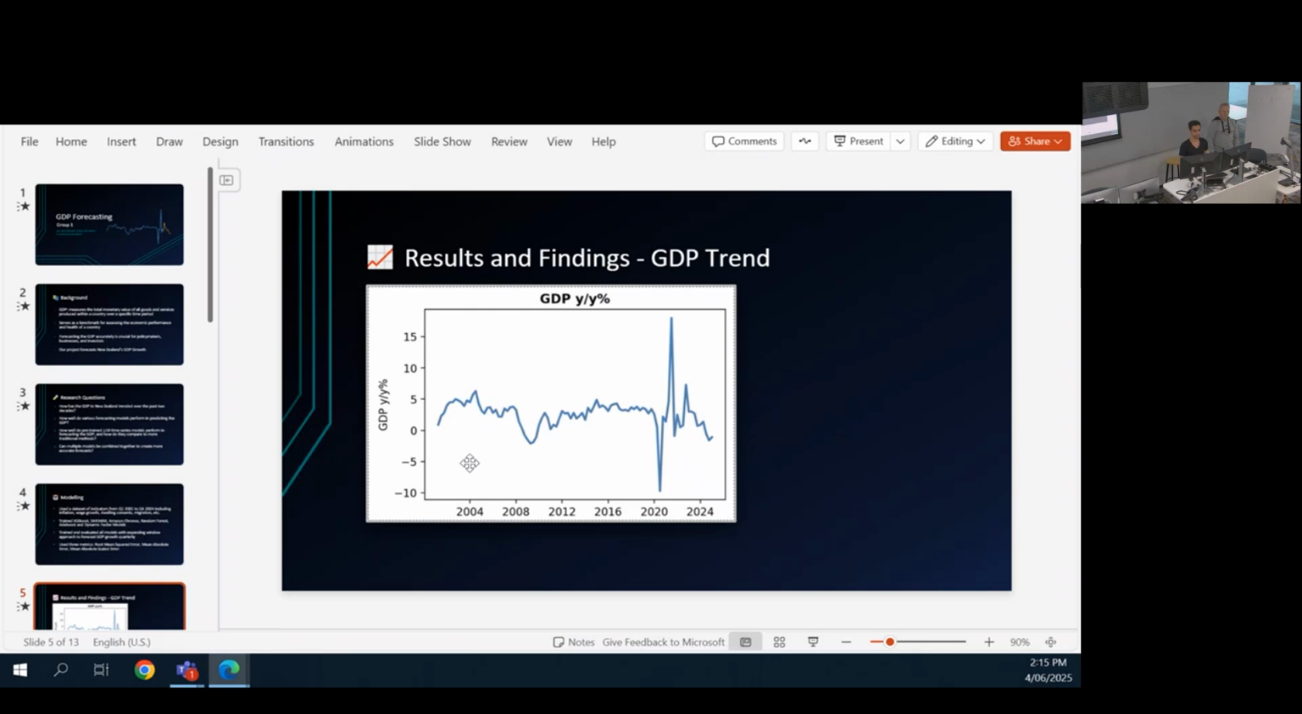Right, so our findings. Overall, the trend of GDP growth showed that the growth mostly ranged between 0 to 5% up until the global financial crisis, where of course there was a major dip. Then after that, it sort of stabilized until around 2020, of course, COVID-19. So there was a major dip and then a major skyrocket to around 17%. And since then, GDP growth hasn't quite stabilized. It's still quite volatile.